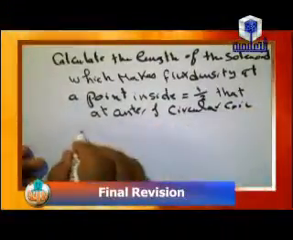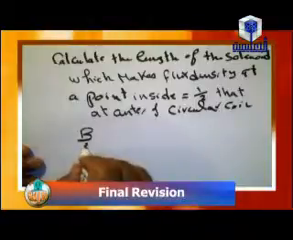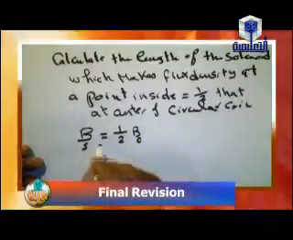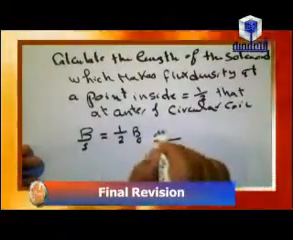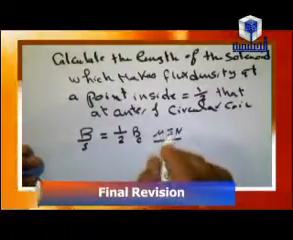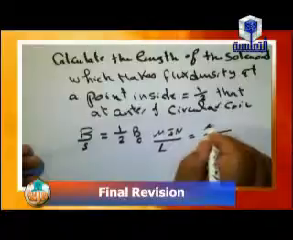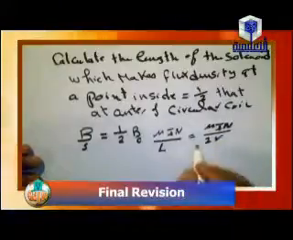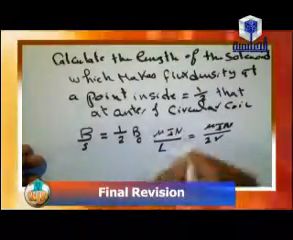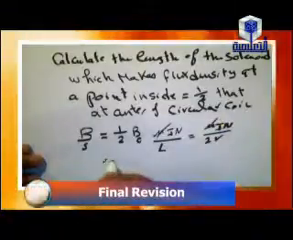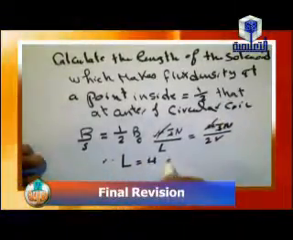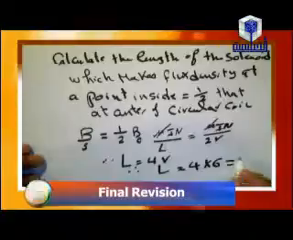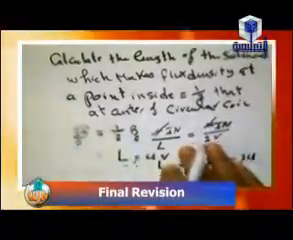The solution is: the magnetic flux density in the solenoid is equal to half B in the circular coil. So mu N I over L equals mu N I over 2R. We can cancel mu N I, and then L equals 4R, and then L equals 4 times 6 equals 24. This is the first problem.